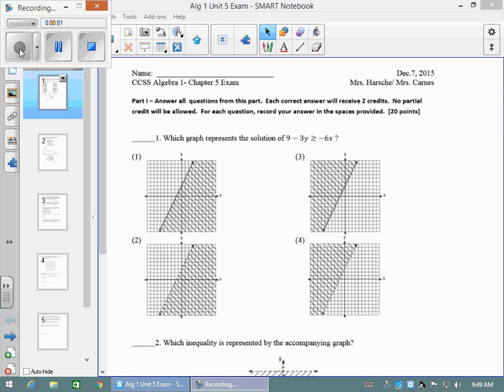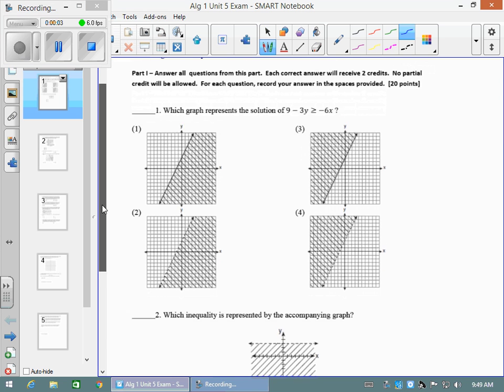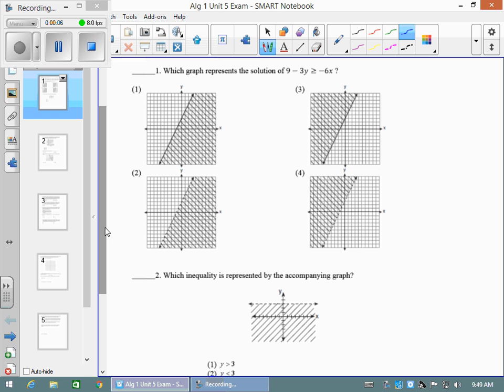Okay, so there's a couple ways you could have approached number 1. It's asking us which graph represents the solution to this inequality. The first thing I would want to notice, since I do have 4 choices here to narrow down from, is that I have a greater than or equal to. So I should have a solid line. So based on my 4 choices, choice 2 and 4 are dashed lines. So I can get rid of them.